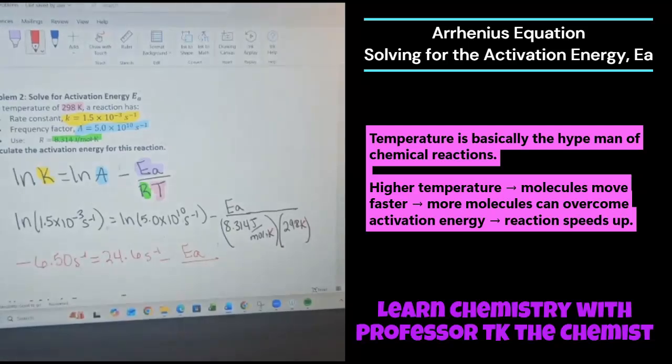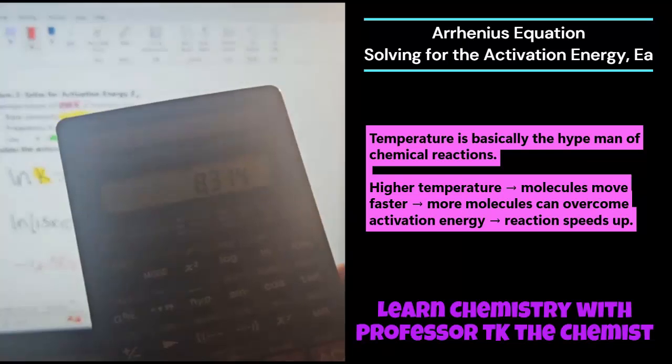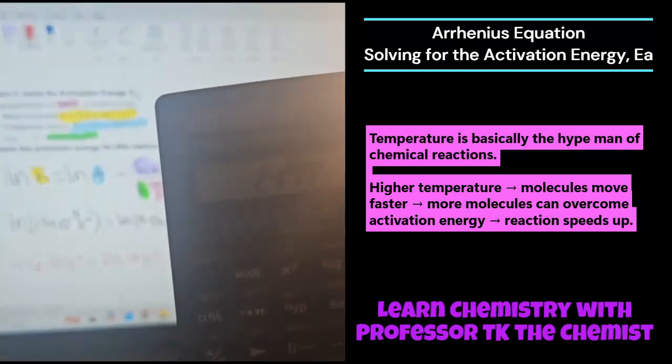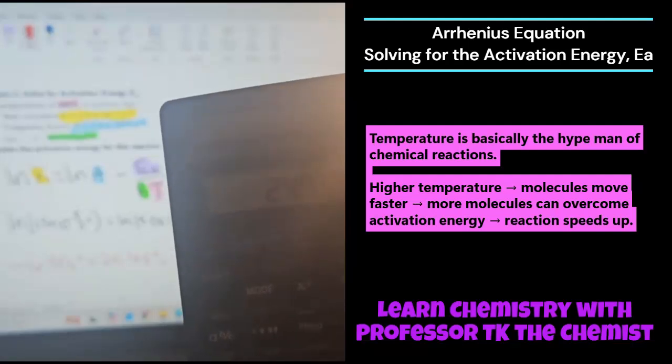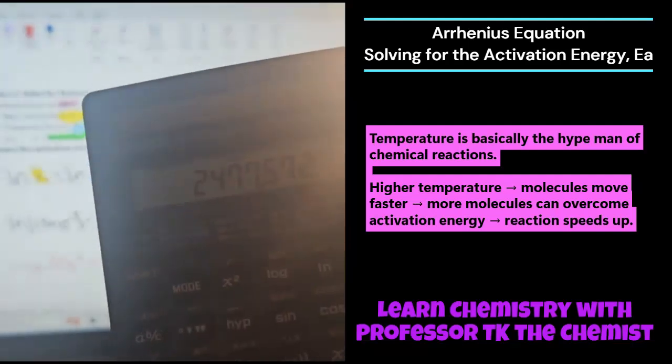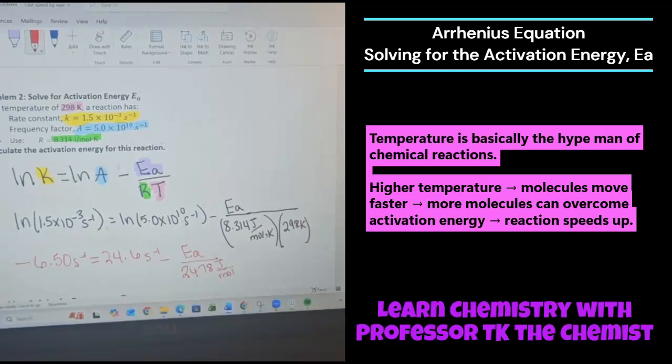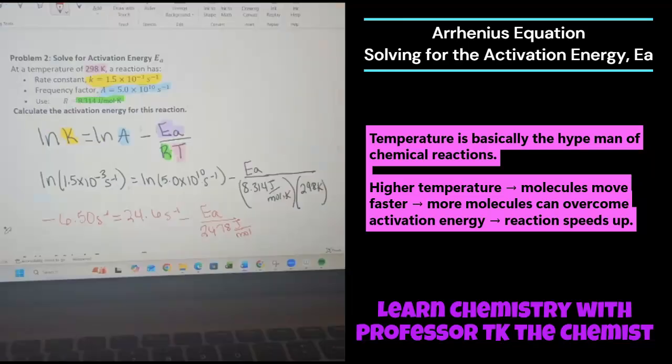So 8.314 times 298. That gives me 2477.5. But we're just going to say 2478. So 2478 joules per mole. Okay, that's that unit.